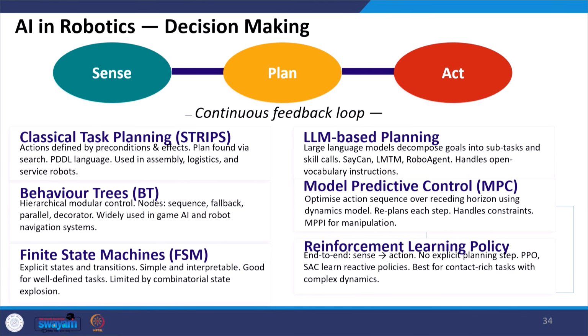AI in robotics. So, basically what we are doing here, okay, is using AI in robotics. The sensor gives information about the environment, then we plan, and finally we execute it, and we have continuous feedback here. There could be various ways which help us in decision making, say classical task planning, behavior trees, finite state machines, LLM based planning, model predictive control, and the reinforcement learning policy.